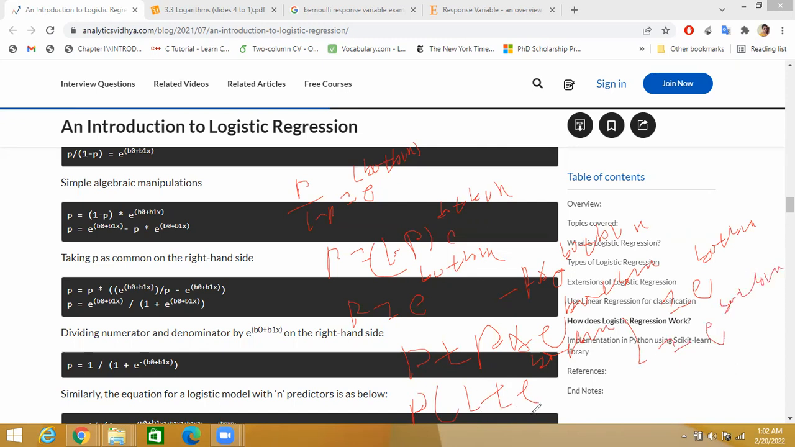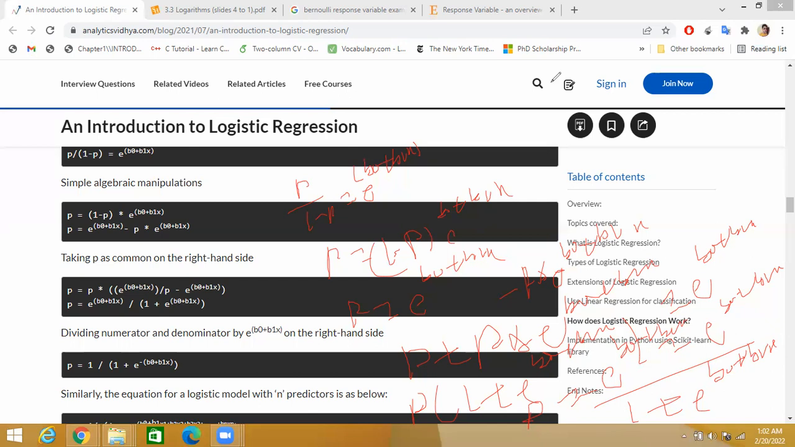And then p is equal to e to the power beta naught plus b1 x divided by 1 plus e to the power beta naught plus b1 x. Okay, till here it is clear, right?